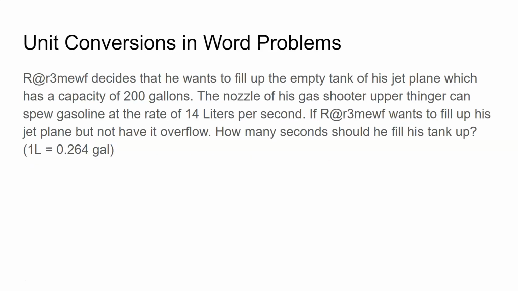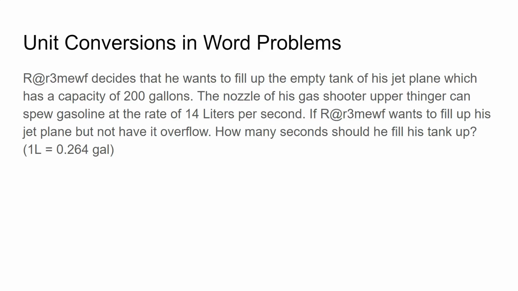Let's do this long word problem together. So I tried to find the best name ever. Rare Muf decides that he wants to fill up the empty tank of his jet plane, which has a capacity of 200 gallons. The nozzle of his gas shooter upper thinger can spew gasoline at the rate of 14 liters per second. All right.